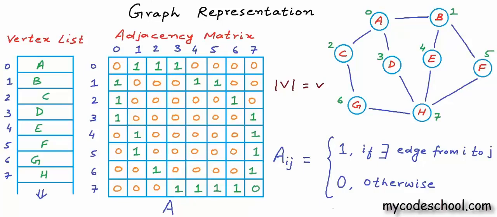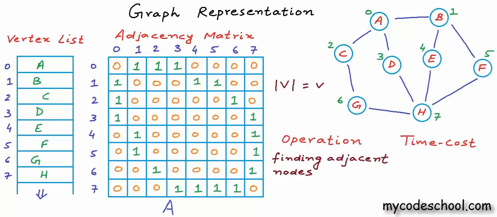This particular matrix that I have drawn here is an adjacency matrix. Now, with this kind of storage or representation, what do you think would be the time cost of finding all nodes adjacent to a given node? Let's say, given this vertex list and adjacency matrix, we want to find all nodes adjacent to node named F.